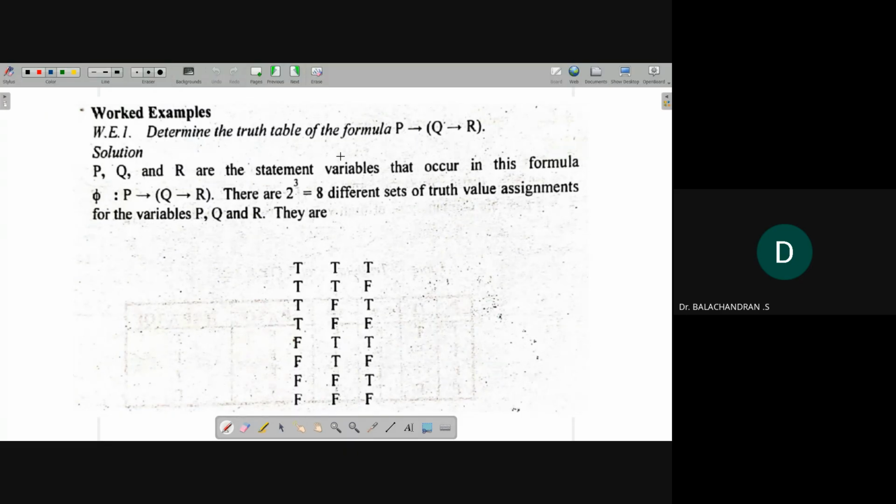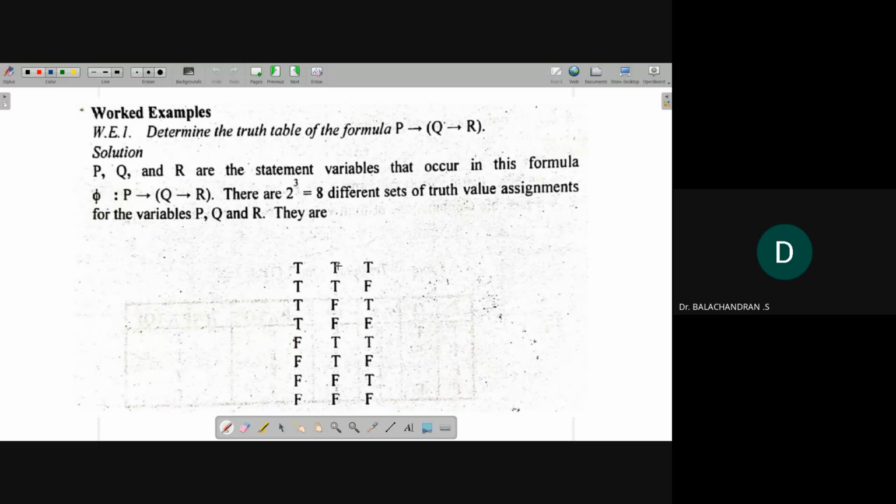Determine the truth table of the formula P implies Q implies R. So here I have three variables. So 2 power 3 equal to 8 different sets of truth values. So we need to assign for the variables P, Q, R. This is P, this is Q, this is R. First four are what? True. And the next four are what? False. So if you take in this order, then it is very easy.